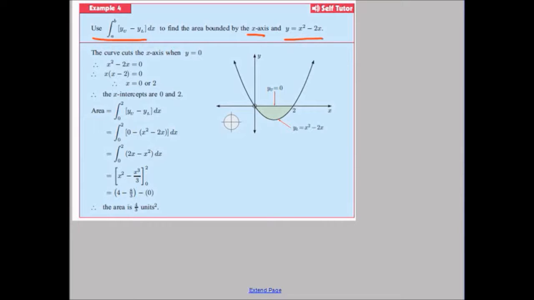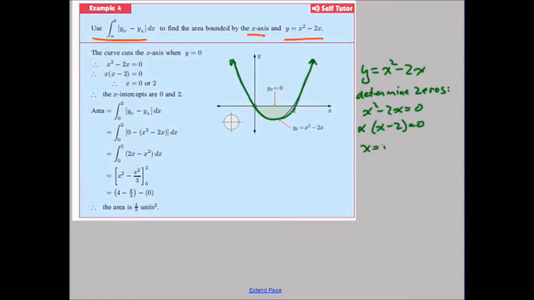So the curve cuts the x-axis at y equals 0. Okay, so we're just figuring out what the graph looks like. So the first step is we've got this function x squared minus 2x. So to figure out the zeros, x squared minus 2x equals 0. x equals 0 and 2. Okay, so these are our zeros.